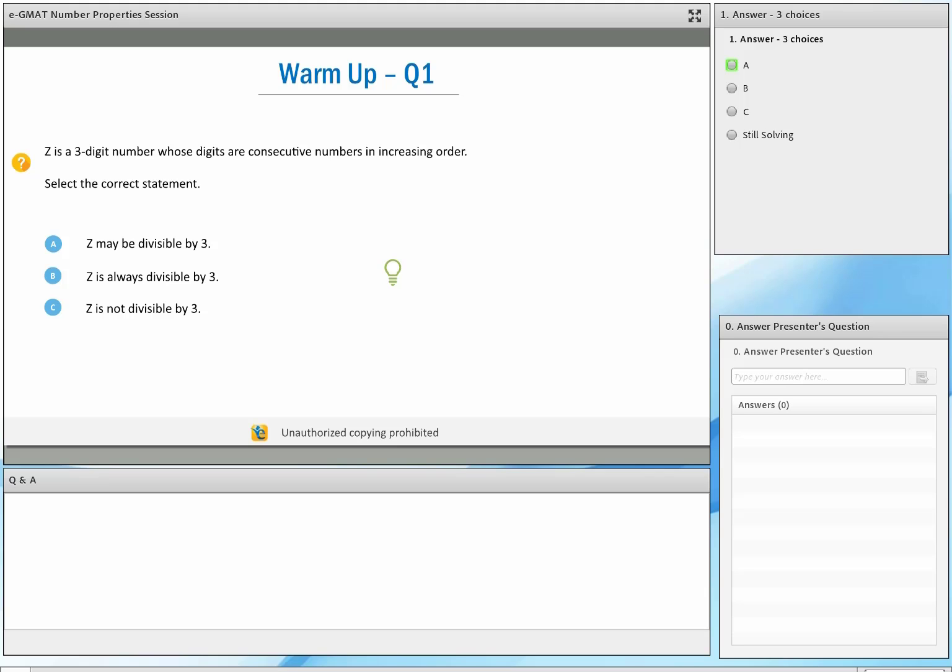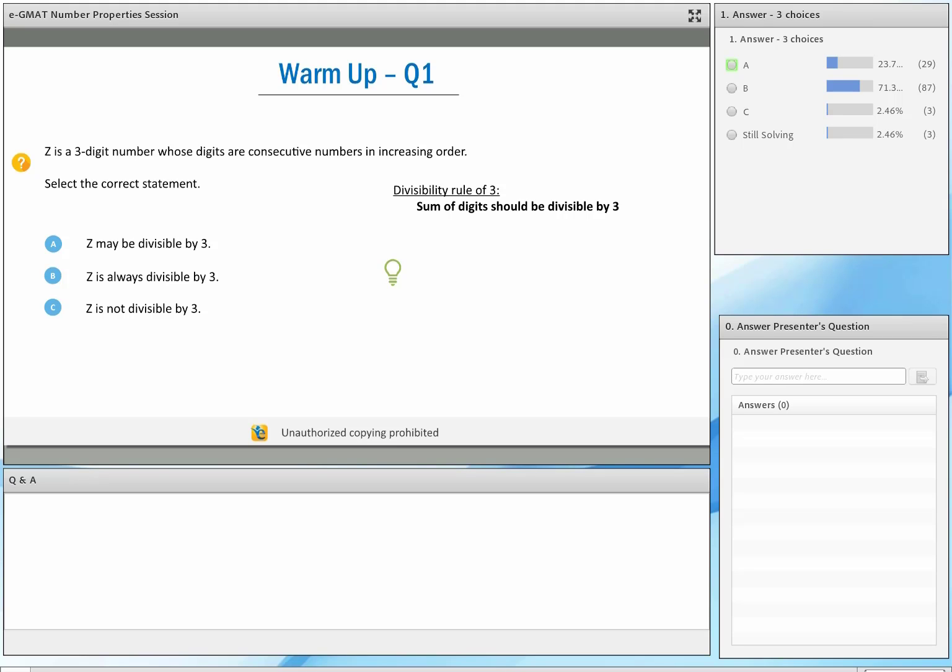All right, last few seconds. Okay, I'm going to end the poll now. So the correct answer here is choice B. So about 71% of the class got this correct. Now, what is the divisibility rule for the number 3? It is that the sum of digits should be divisible by 3, right?